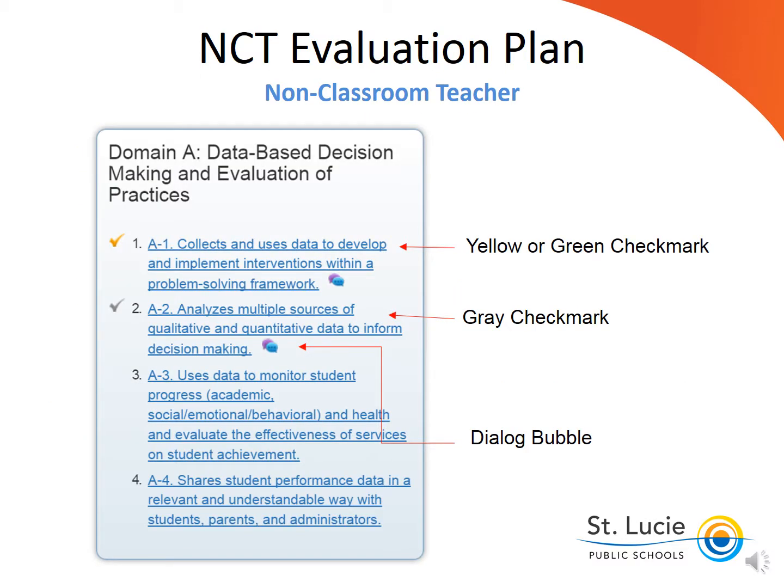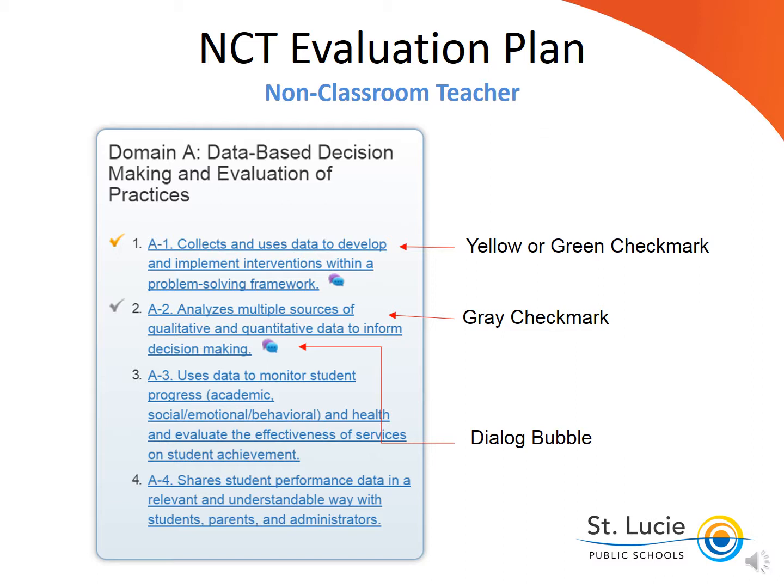As you orient to the iObservation platform, you will notice some helpful features. A yellow check mark indicates that there is a comment, but that the indicator has not been rated. For your plan, you will see yellow check marks until your administrator rates them just prior to your mid-year and your year-end evaluation. Once it has been rated, the check marks will be green.